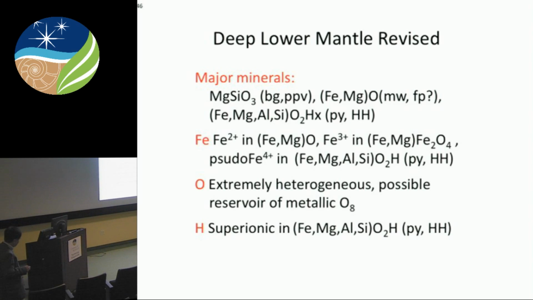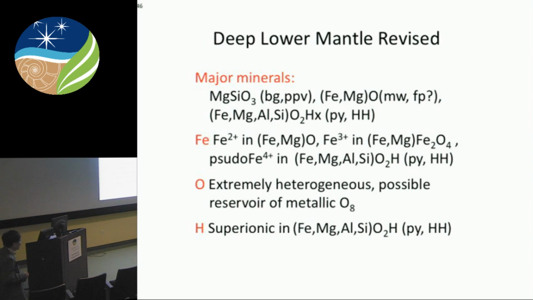magnetite, but also a lot of pseudo 4+, because it's actually 2+. But if you look at the ratio of iron and oxygen, you will call it 4+ in this kind of structure. The oxygen will be extremely inhomogeneous, because it's even possible if it decomposed, we'll have some pure elemental oxygen like on the surface. In that case, it will be metallic O8. So the model of the core-mantle boundary should be like the surface: you should have some free oxygen and the metallic.